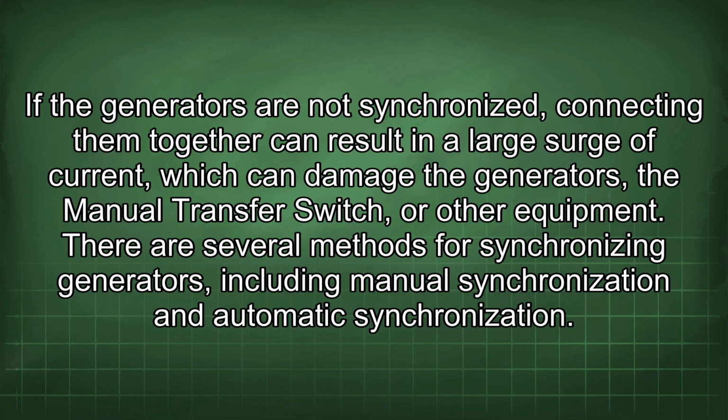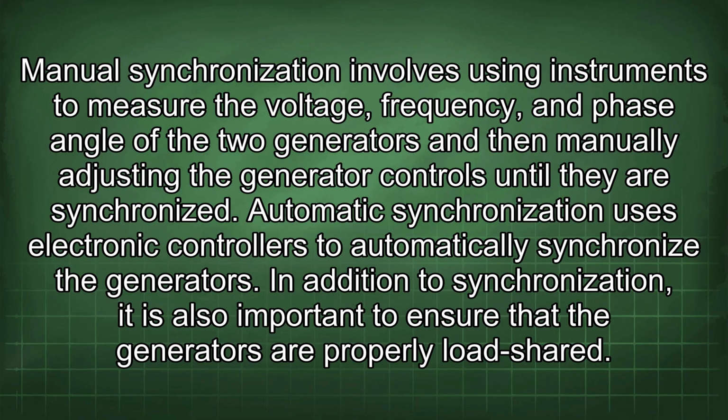There are several methods for synchronizing generators, including manual synchronization and automatic synchronization. Manual synchronization involves using instruments to measure the voltage, frequency, and phase angle of the two generators and then manually adjusting the generator controls until they are synchronized. Automatic synchronization uses electronic controllers to automatically synchronize the generators.